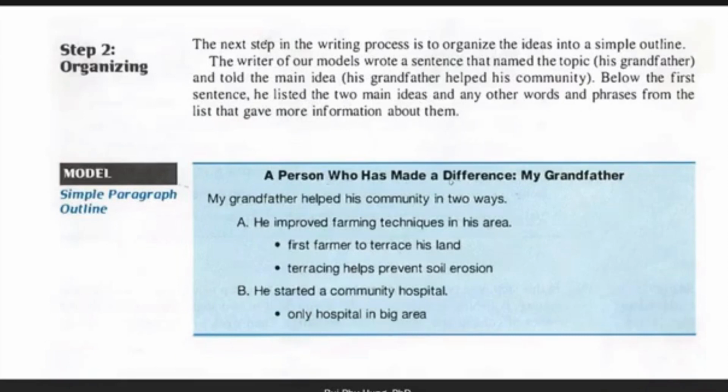A person who has made a difference, my grandfather. My grandfather helped his community in two ways. Right. Và như vậy thì chúng ta sẽ có một cái cụm từ đó là two ways. Cụm từ này rất là quan trọng. Từ two ways này, thì thầy cô sẽ chọn ra hai cái way. He improved farming techniques in his area. He started a community hospital. Và farming techniques, chỗ này là số nhiều thì chúng ta sẽ nói là hai cái technique. Right? Started a community hospital.